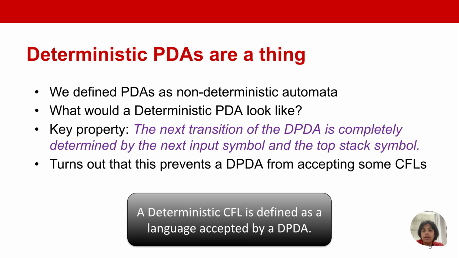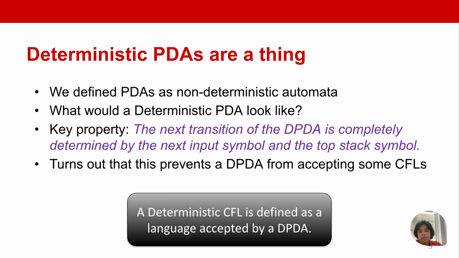A pushdown automata, by its nature, is just going to be considered non-deterministic. That's the default. To have a deterministic pushdown automata, you would say, look, the next transition of the deterministic pushdown automata is completely determined by the next input symbol and the top stack symbol. In other words, you can take only one path. If you apply this restriction, it actually prevents you from accepting some things that are considered context-free.